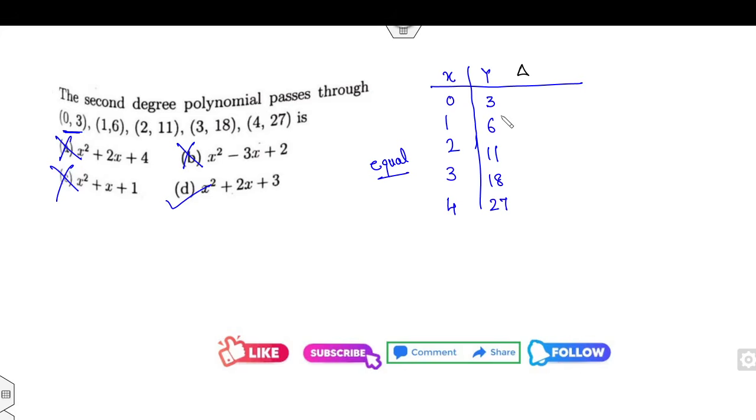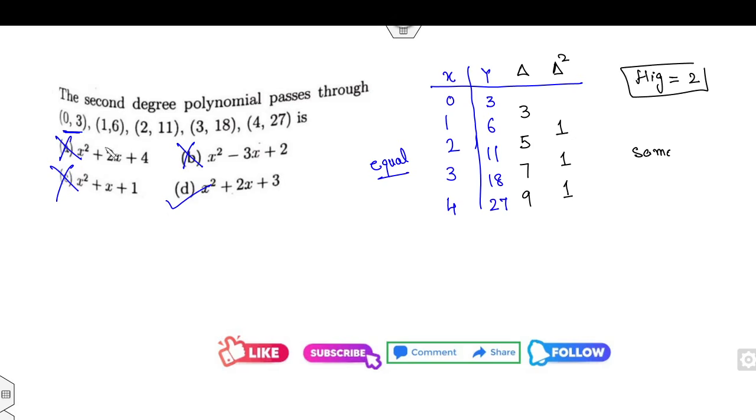So find the first difference. Because they are equally spaced, I can simply subtract them: 11 minus 6, 18 minus 11, 9. Find the second divided difference: subtract them and divide by 2 factorial. 2 divided by 2 is 1, and again 1. You can see they are the same value, so that means the highest degree will be 2.